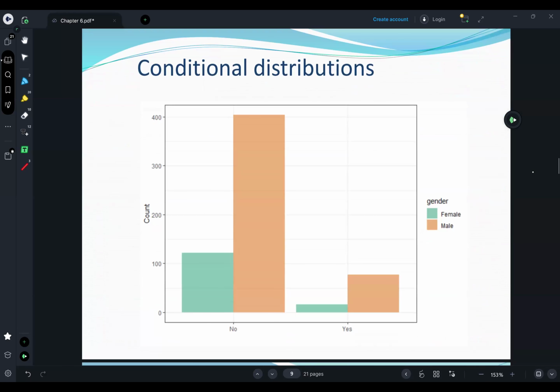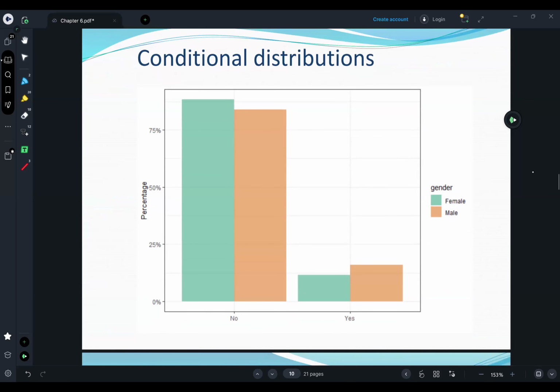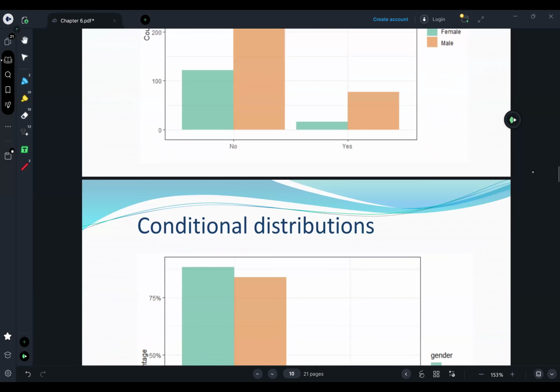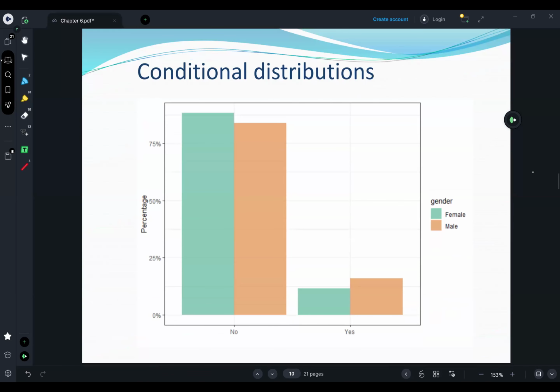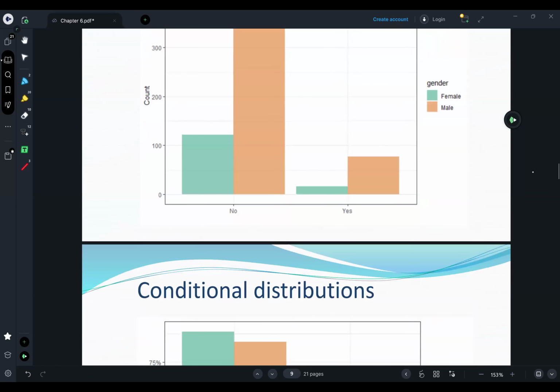There's the conditional distributions there. I did color for these. I teach a data visualization course, so I like to play around with the colors. Here you can see instantly the female versus male. So many more said no versus yes. And then this is if we switch, and we have the percentage instead. That's all that is changing.